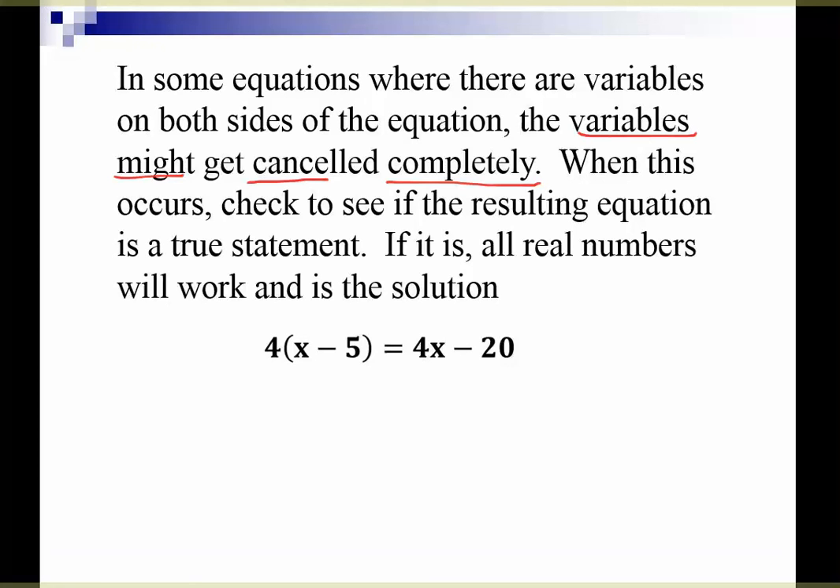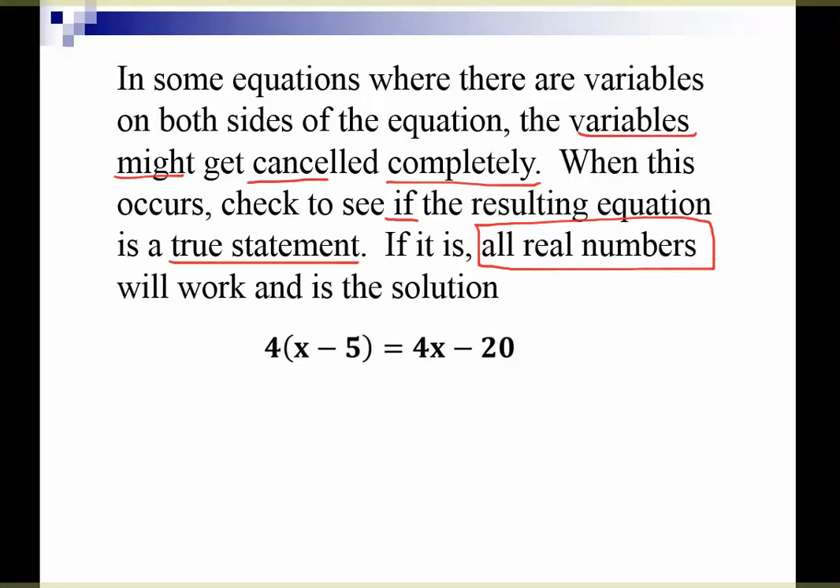So, after the variables cancel, if you get a true statement, and what I mean by true statement is something like 5 equals 5, 2 equals 2, 0 equals 0, 20 equals 20, something like that, okay? If you get a true statement, then your answer is all real numbers. That means you could plug in any number you want for x and it would actually work. Okay, so let's take a look at what's going on here. This is one type of problem.